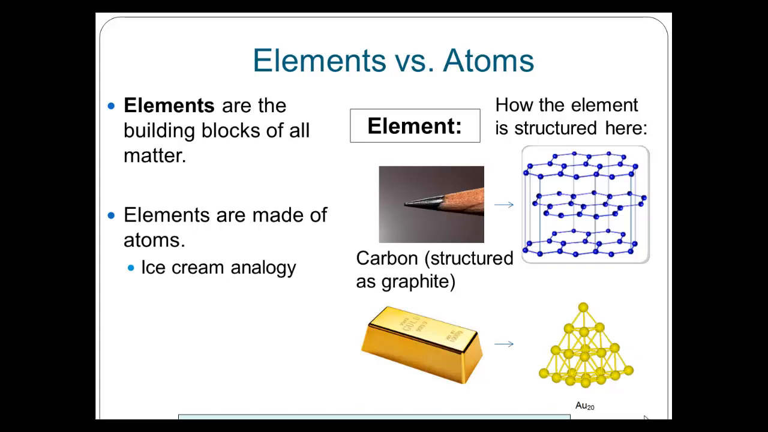Another way to look at that is, for example, you have carbon. Here is your pencil. The lead in the pencil is carbon. It's actually a structure of graphite. It's a bunch of carbon atoms bound together in a structure. So it's carbon atoms over and over and over again. So you have this large amount of element, but really the atom is carbon. And same thing, you can have a gold bar, which is a bunch of gold atoms structured together.